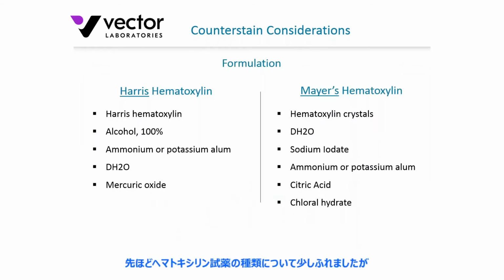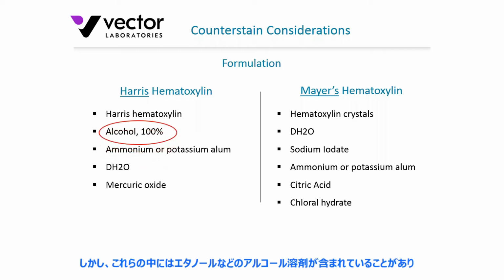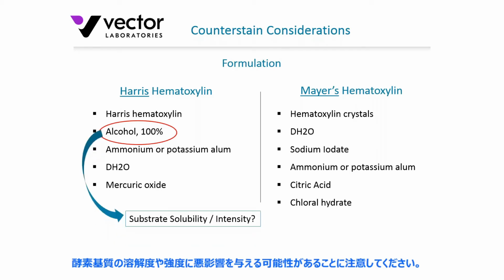Now, if you remember back earlier on, I did describe a little bit about some of the various formulations of hematoxylin that are available. And I've got here an example of Harris hematoxylin and a Mayer's hematoxylin. And I did say they do stain the nuclei blue, and at the end of the day, sure, they would all be suitable. But just be aware when you are applying some of these counterstains that some of them may contain solvents such as ethanol or alcohol that may have a detrimental effect on the specific substrate of choice that you're using. It may affect solubility or intensity of that given stain.